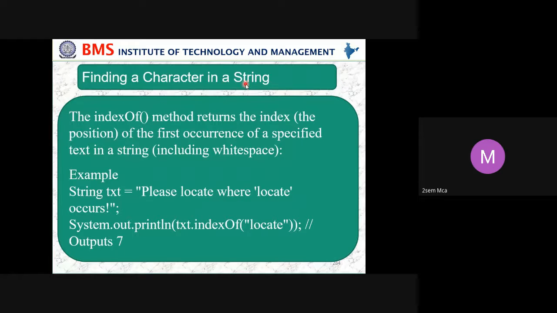Finding a character in a string. I want to know the index of a character in a string. Then we use a built-in function called indexOf. The method returns the index, the position of the first occurrence of the specified text in the string, including white space. So now let us see: please locate where "locate" occurs. We are storing this complete string in a text variable. What I want is: where is "locate"?